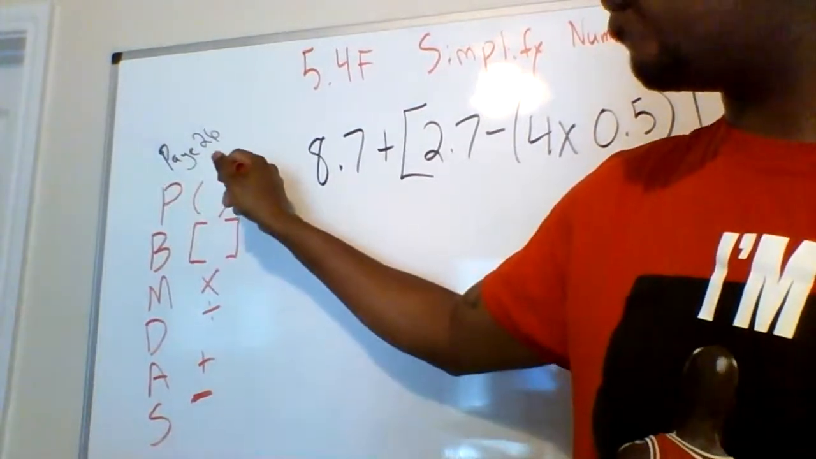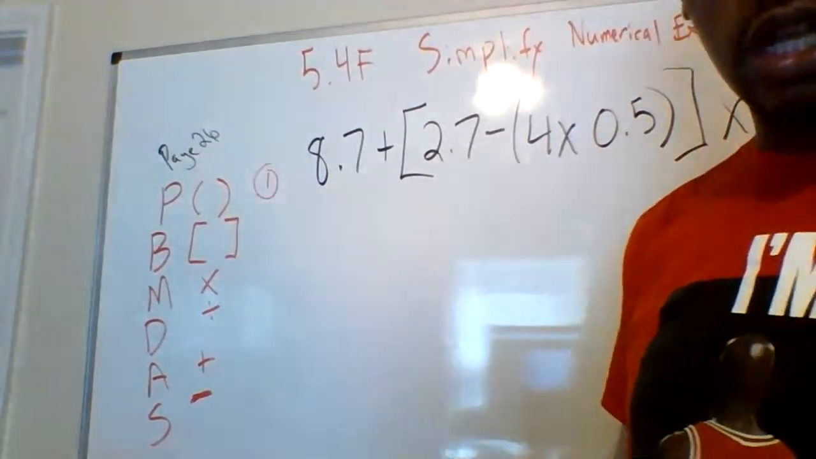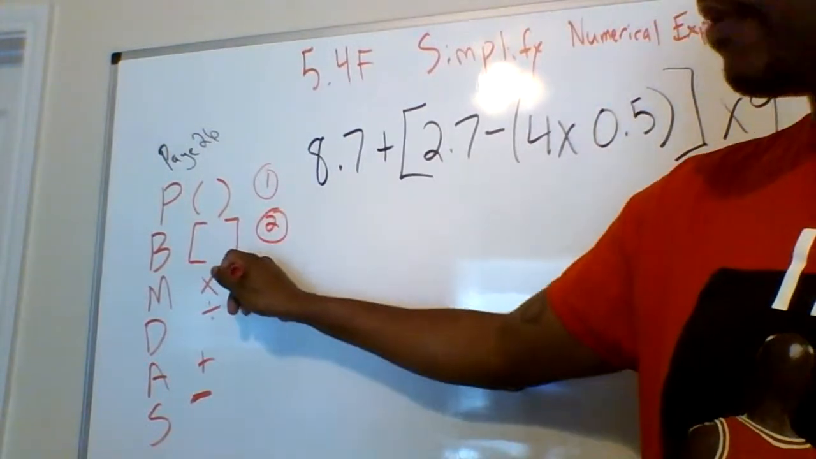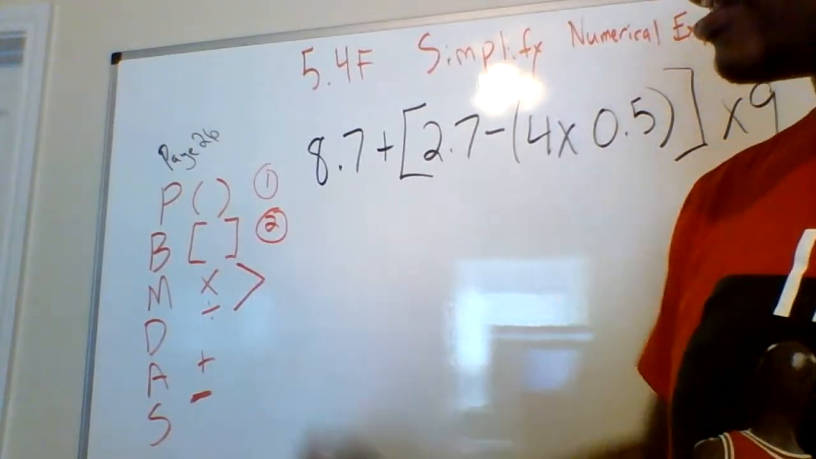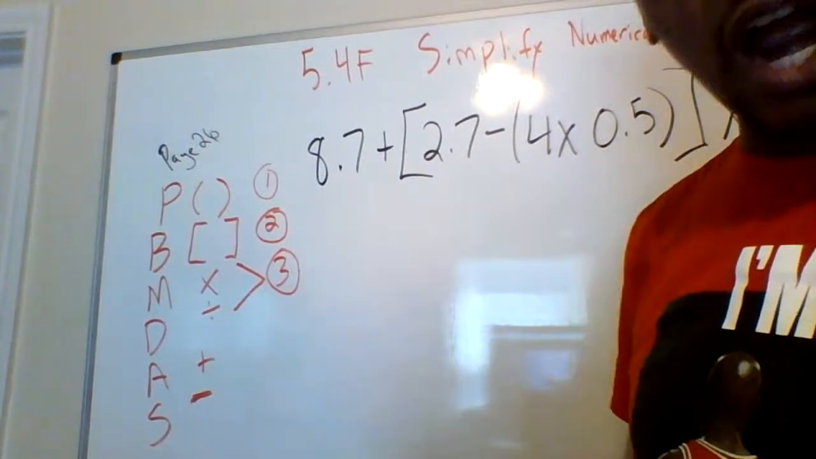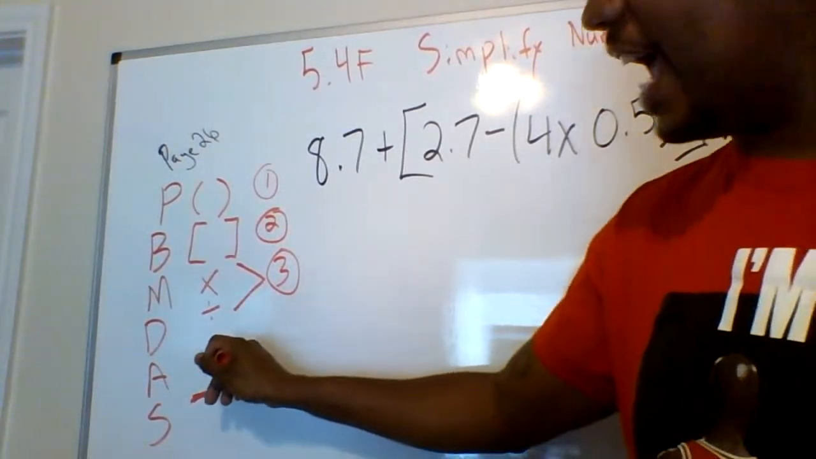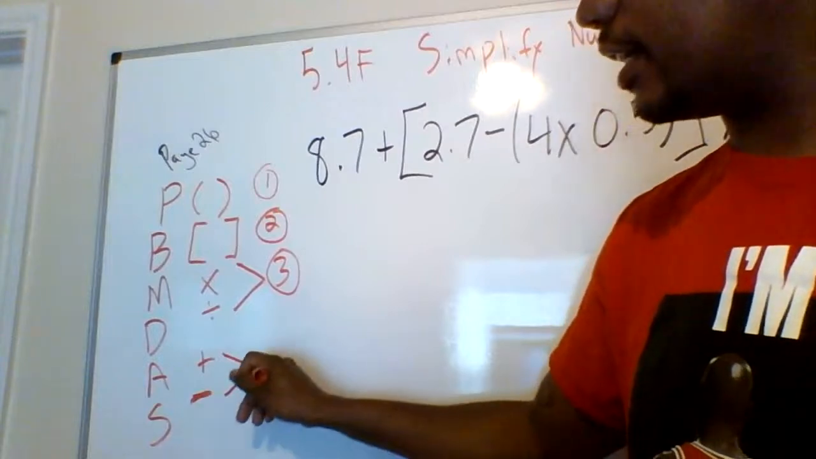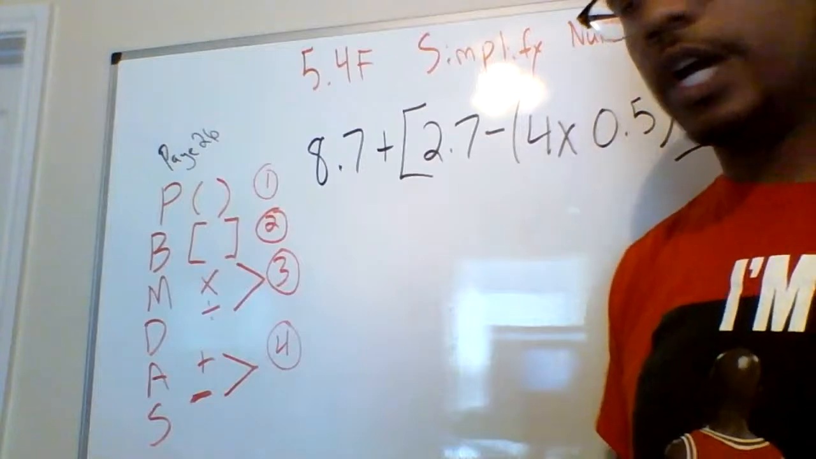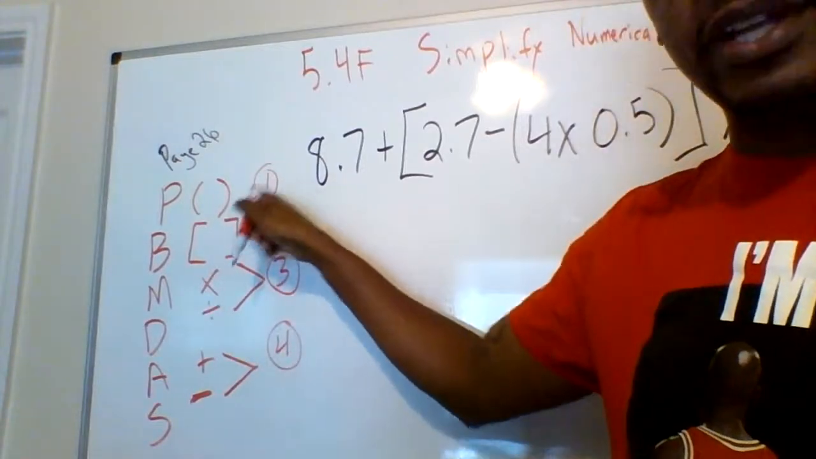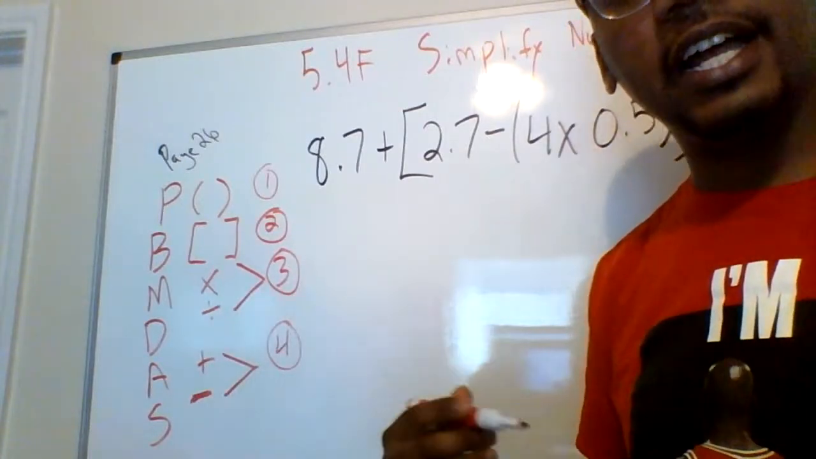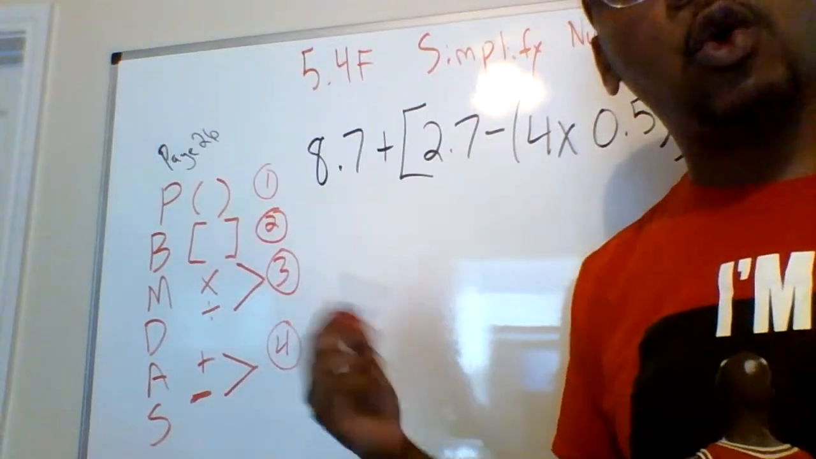Parentheses is always step 1. Brackets is always step 2. Multiplying or dividing is step 3 because you got to go from left to right. And adding or subtracting is step 4 because you got to go from left to right. So basically, step 1, parentheses. Step 2, bracket. Step 3, multiply or divide. And step 4, add or subtract.